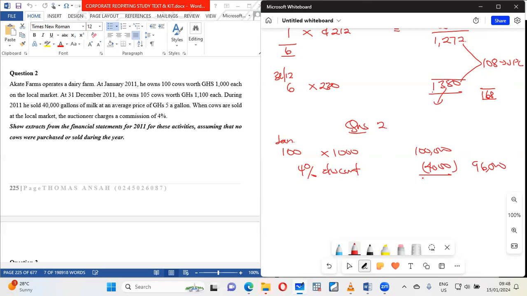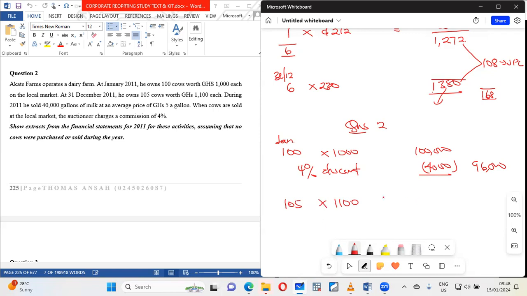Then in December, we are told always that we need to revalue. I told you, if the person owns 100, now he owns 105, how does it happen? It means that probably he bought or probably the cows gave birth, or whatever you can call it. Now you are going to multiply the 105 by what? 1,100. Because we are not told that they bought new ones which we need to sell. Even if they bought, that is still the closing balance.